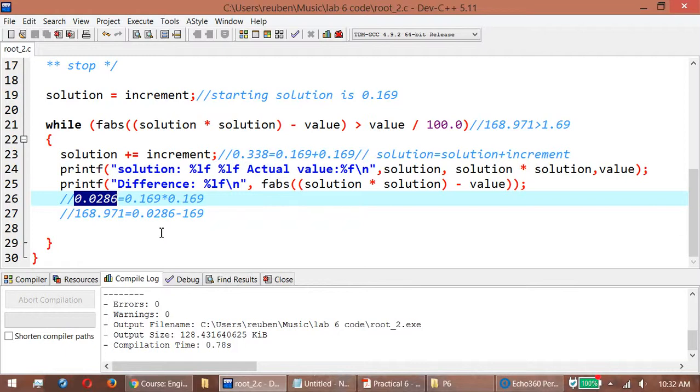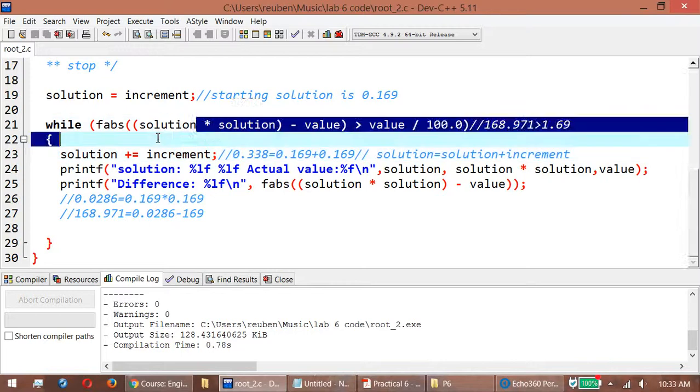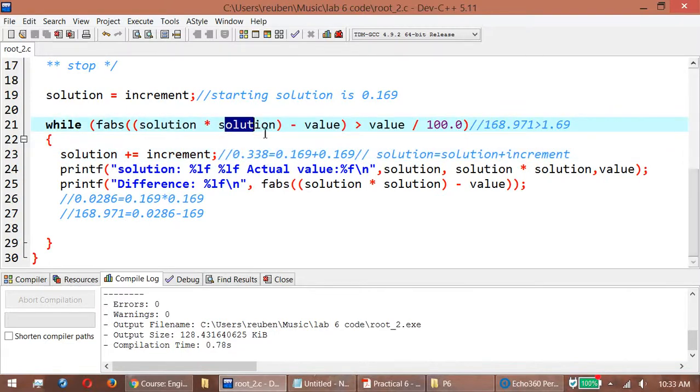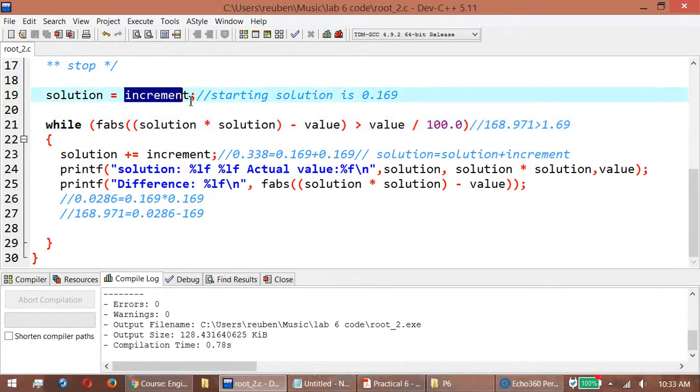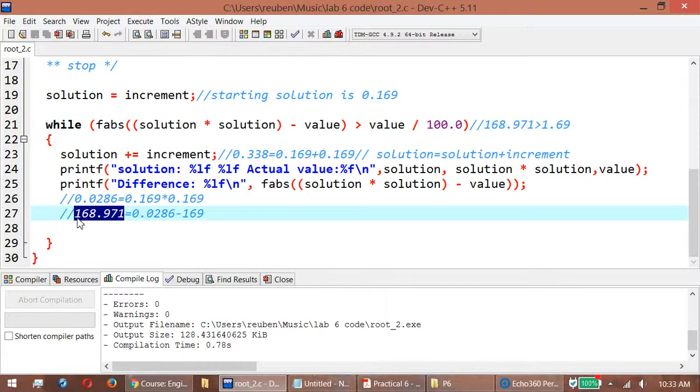Okay, now we need to find the difference between this and the actual answer. The actual answer is 169. So 0.0286 minus 169. So the possible guess or the possible solution multiplies itself. Remember that the first time, the solution is actually the increment, and the increment is 169 divided by 1000, 0.169. So we square the 0.169 and we subtract it from the value. The value is actually 169. So the difference is negative 168.971.